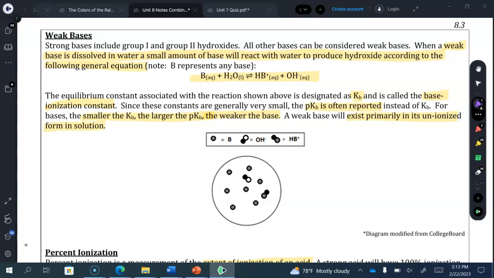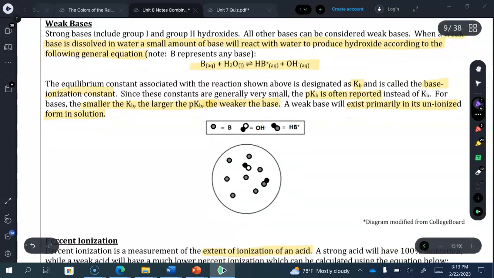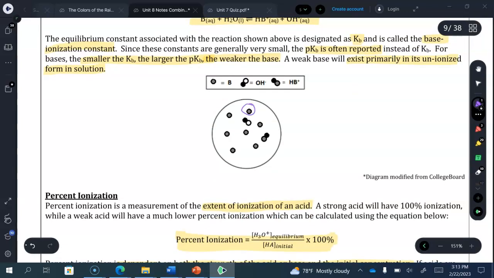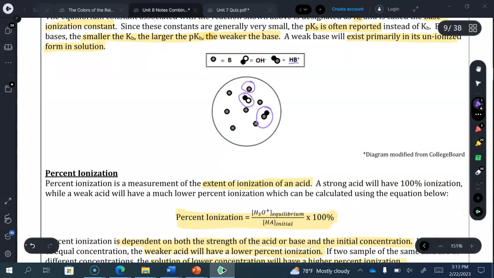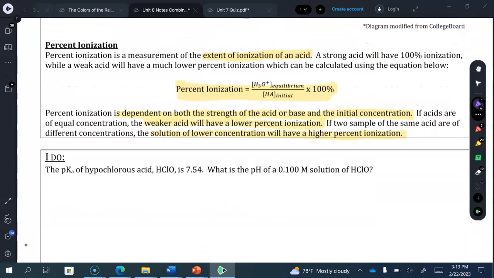A weak base exists primarily in its unionized form in solution, as shown in this model below, where we see the base here, and this is unionized because it hasn't accepted the hydrogen ion. And then we see some of the hydroxide and some of the conjugate acid, but not a lot because it is a weak base.